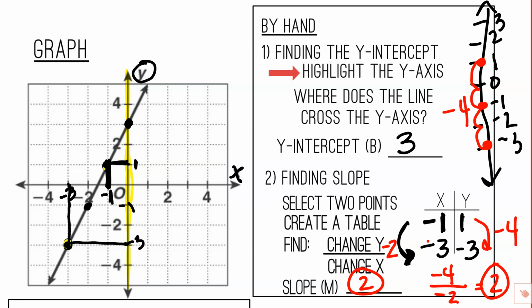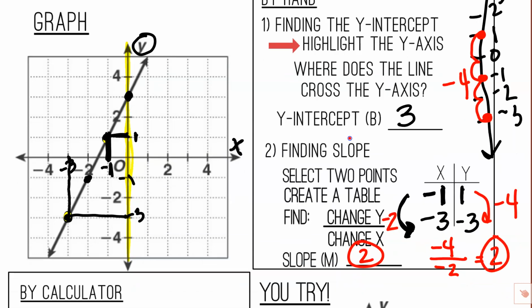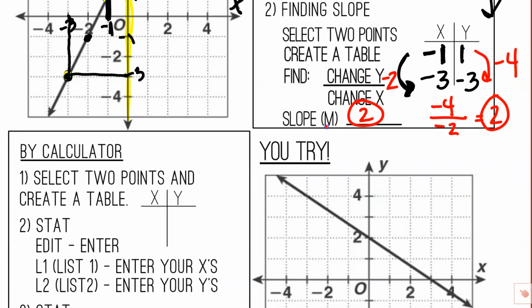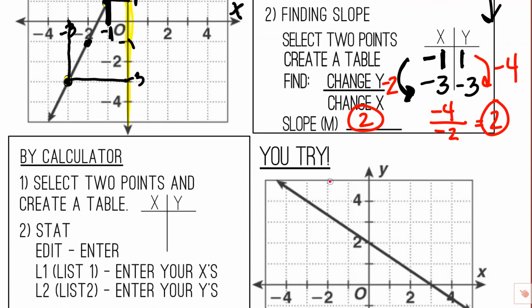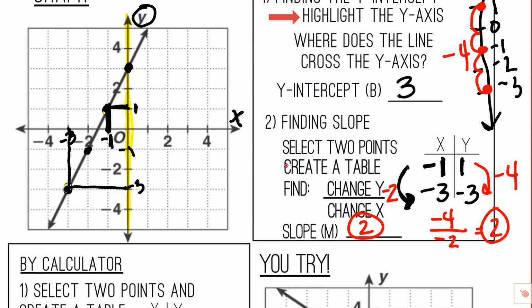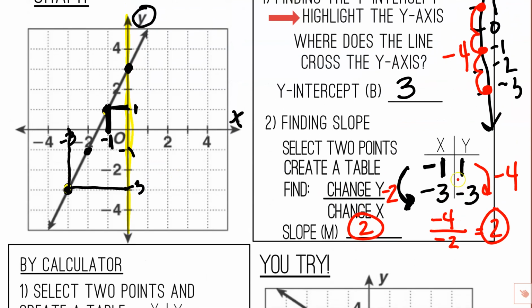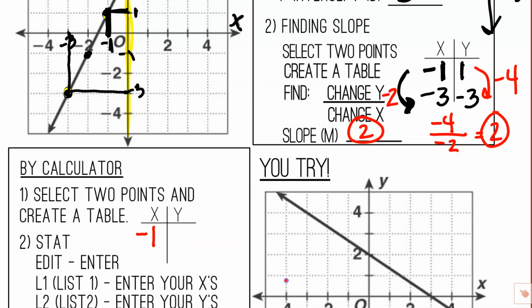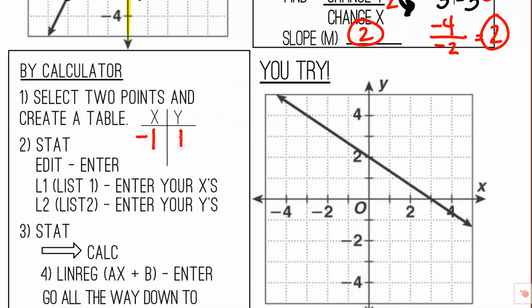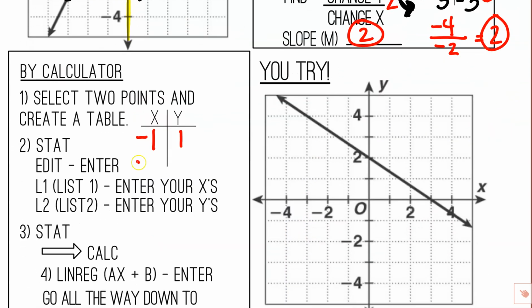This is why I say to practice your calculator skills, so you can practice on the calculator and double check your work. So talking about the calculator, we are going to double check on the calculator. The first thing that you want to do, looking at this graph, is use the same points that I found. On the calculator, I have -1 and 1, and I have -3 and 3.